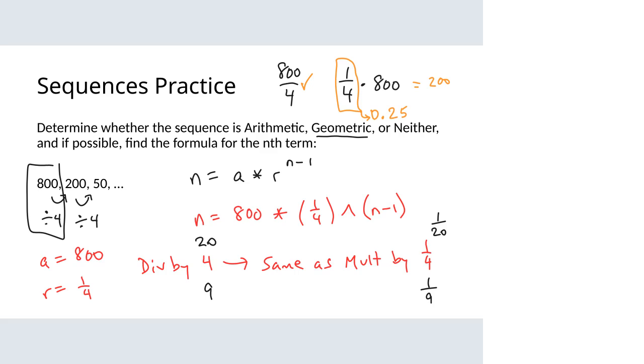That'll give you a decimal. Multiply that decimal by 800, and you'll end up in the same place as you would with dividing.